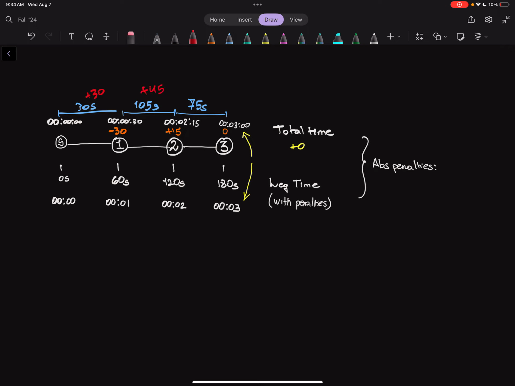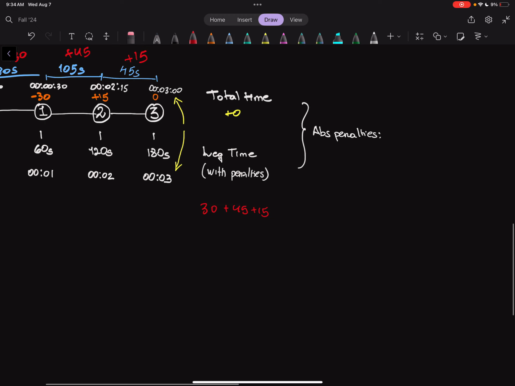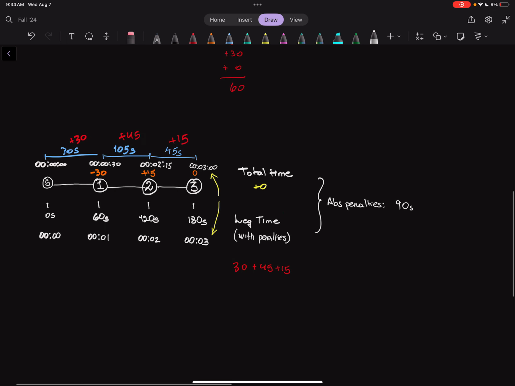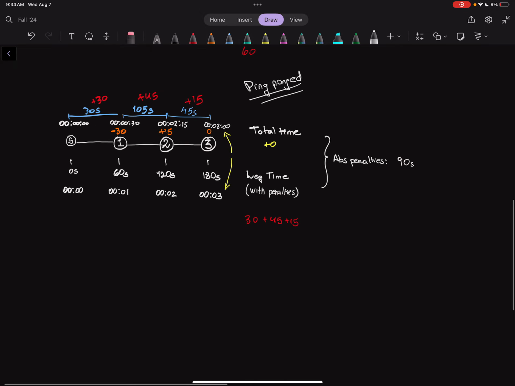And then from 2:15 to 3, that is a leg that's actually 45 seconds long, so you're 15 seconds penalty here. So you get 30 plus 45 plus 15, which is a total of 60 plus another 30. So the absolute penalties will be 90 seconds. And that's because you ping pong. That is, you were first early, then you were late, and then you were on time.